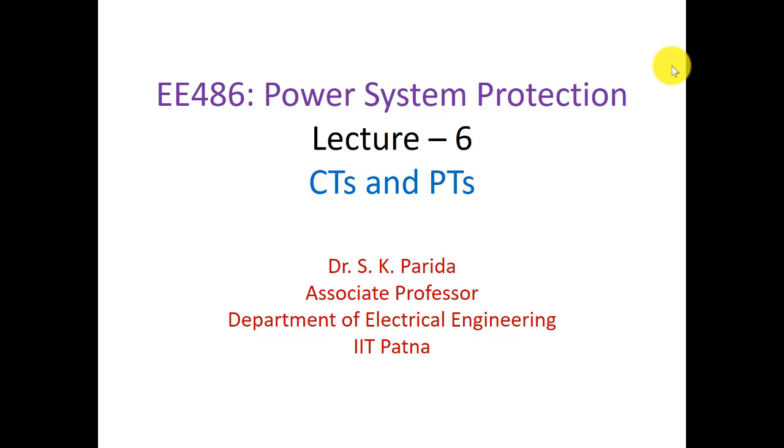In the previous lecture, lecture number 5, we talked about the DC offset current, how it is produced during the fault, and also how it affects the saturation of the CT core, and therefore how it affects the protection system as well. We discussed all these things, and we also talked about the voltage transformer.